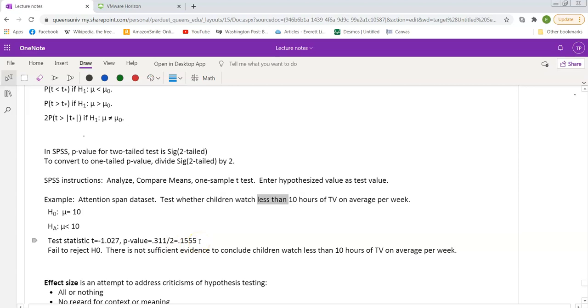And remember, we're always rejecting H0 for small p-values, less than 0.05. So this tells us that we will fail to reject H0 and that there is not sufficient evidence to conclude that the population mean is less than 10 hours of TV on average per week. All right? So that's our hypothesis test right there.